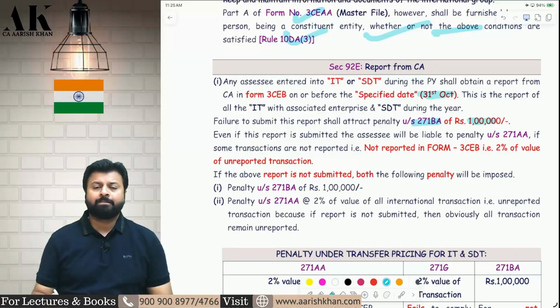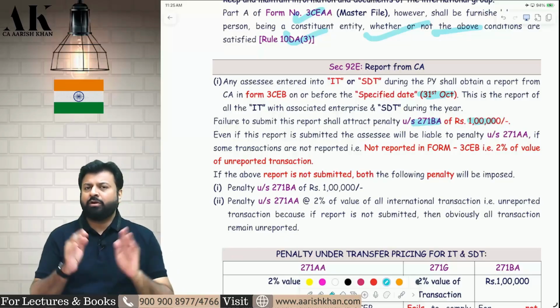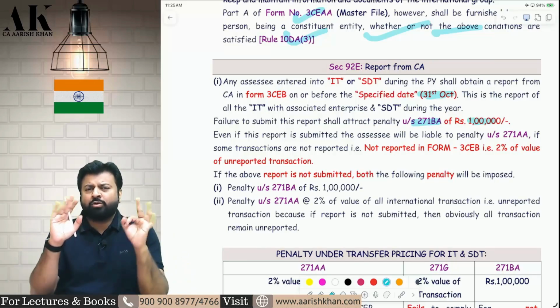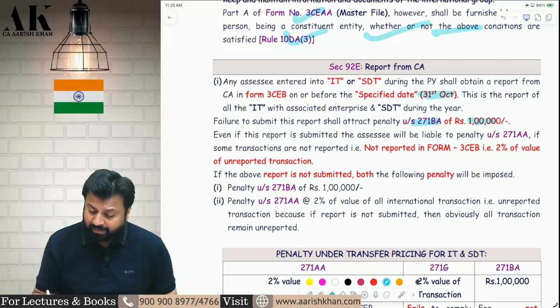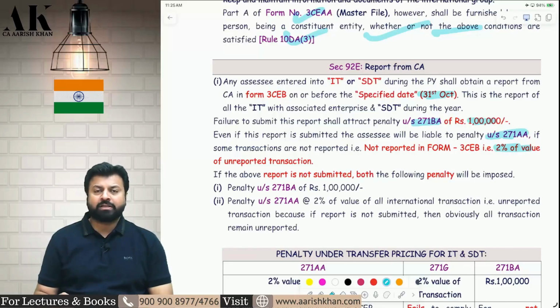But, sir, I have filed the report, but I failed to give some transactions in it. Suppose there is a report in which there are 10 transactions which are supposed to be reported, but I reported only 8 transactions. 2 transactions I failed to report. Then there is a penalty of 2% of the value of transaction under 271AA.